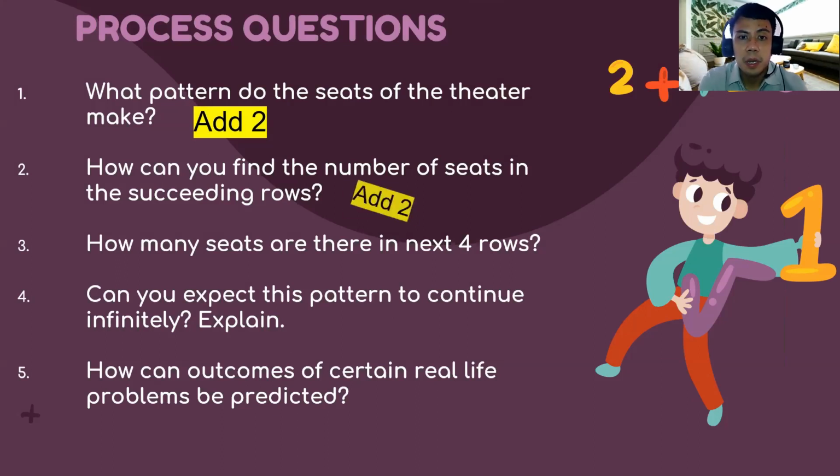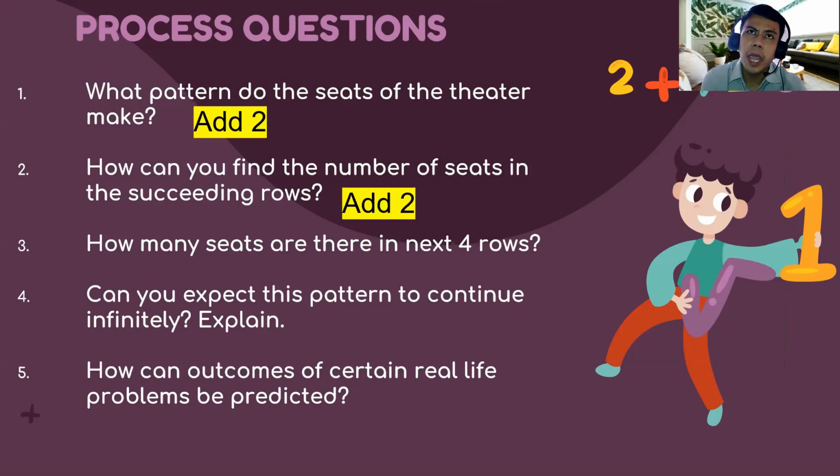Still, we need to add 2, right? That's too easy. We need to add 2 in order for us to determine the number of seats in the succeeding rows. Number 3 question. How many seats are there in the next 4 rows?